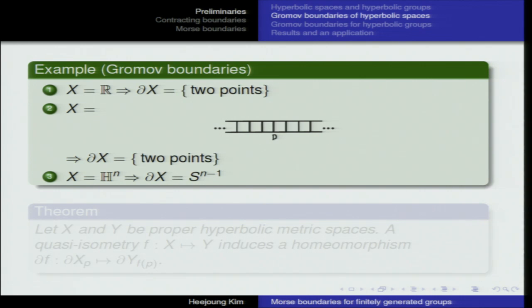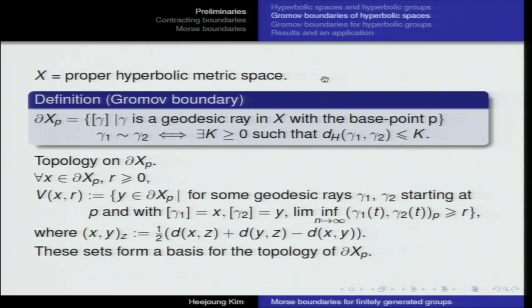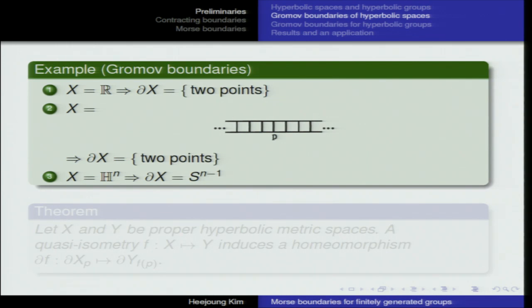And the second example, let X be a metric space like this. And I will pick my base point P there. Then I will think about 2 geodesic rays. The first one is this horizontal line, and the second geodesic ray is this line. Then the 2 geodesic rays travel close forever. So they go to the same point, same limit point.